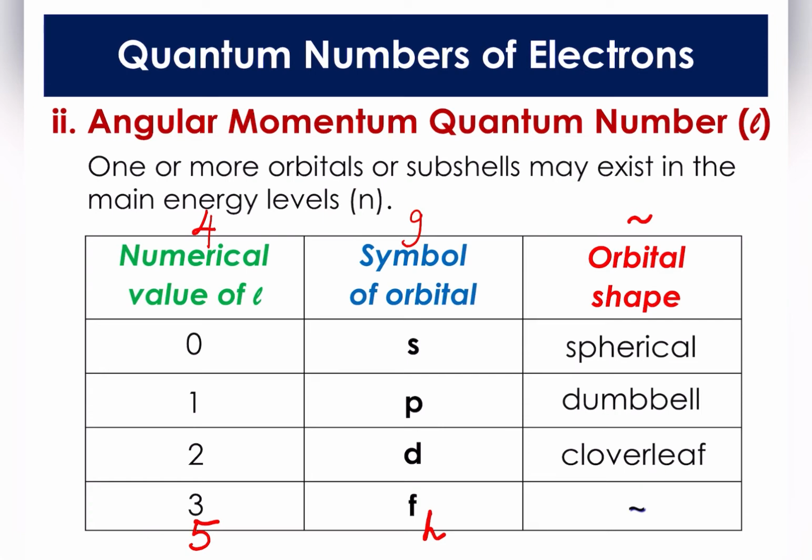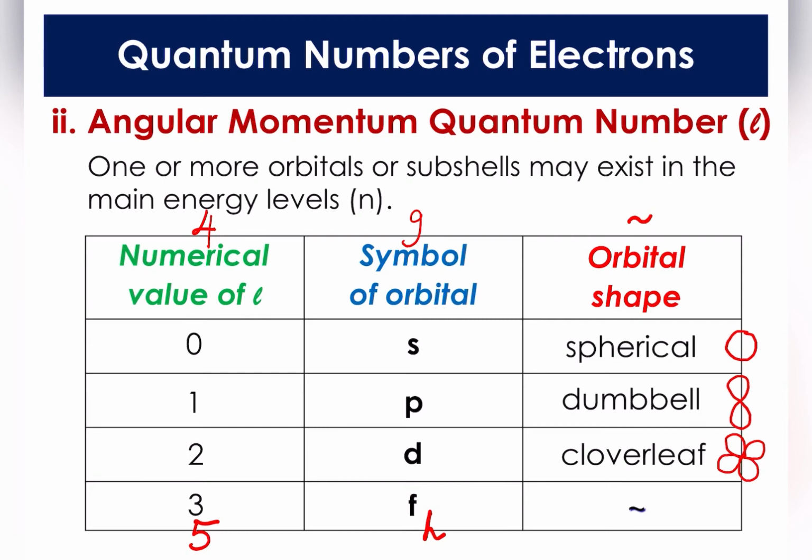Okay, so spherical biasanya bentuk dia adalah bulat. Dumbbell bentuknya macam yang saya tunjuk contoh slide before this, like this. And then clover leaf maknanya bunga yang ada 4 kelopak. So ini adalah clover leaf. Okay, so that is as general. We are going to focus in more specific for the next video.